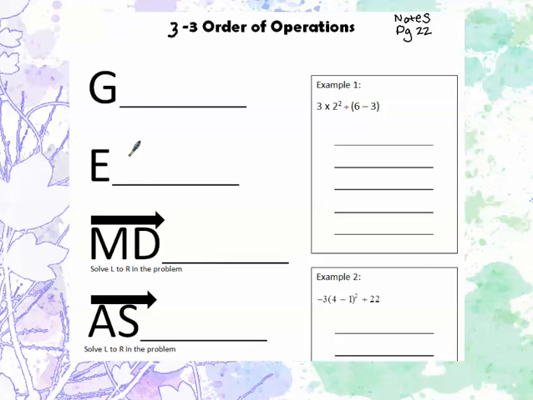Hi there. Today we're going to be working on order of operations. This is a skill that you've learned in 6th grade, so it should be easy for you to remember. We're going to use our GEM-DOS just like we did last year.